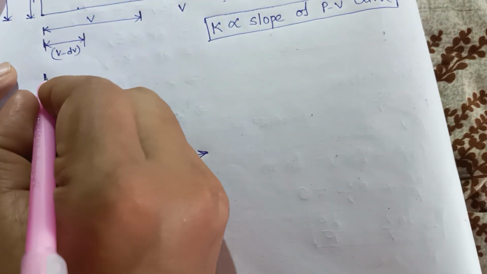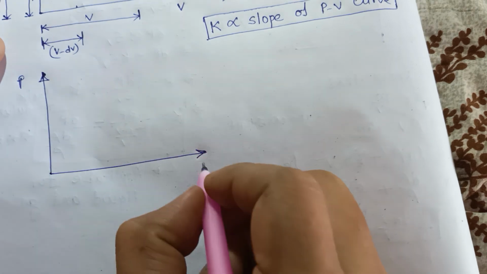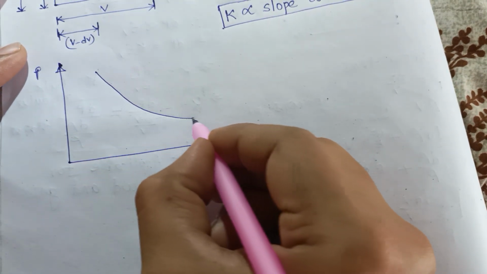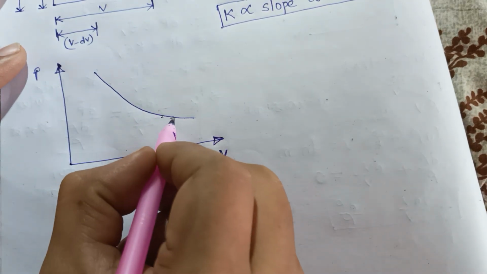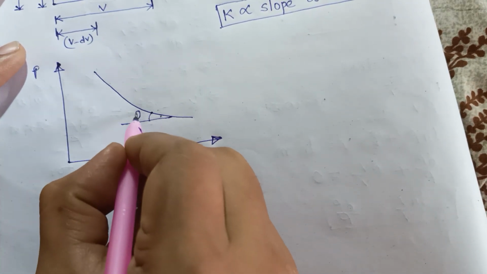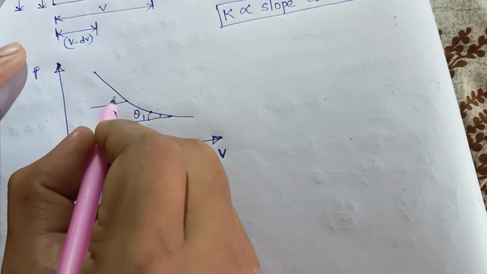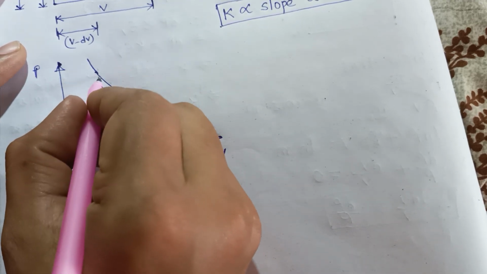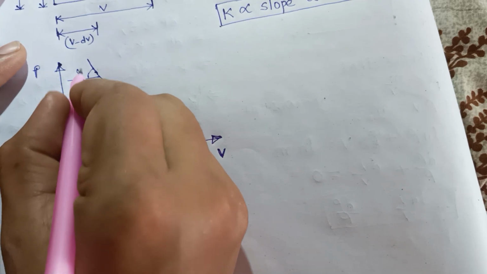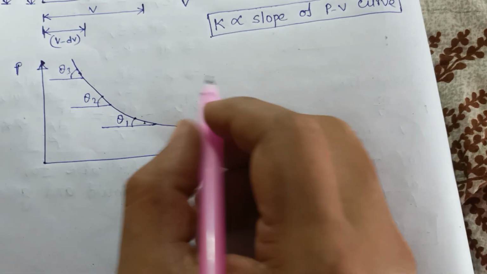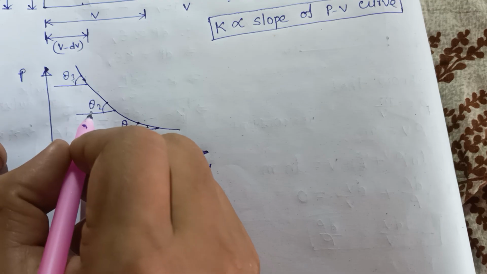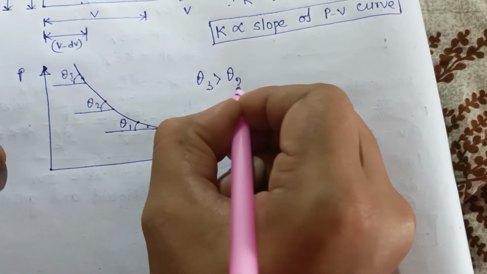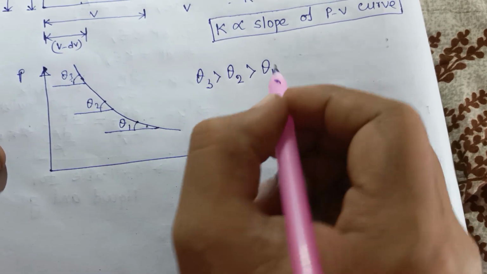Now if we draw the PV diagram again, this is our P and this is V. So this is our slope. Here the slope is theta 1, here the slope is theta 2, and this is theta 3. So theta 3 is greater than theta 2, which is greater than theta 1.